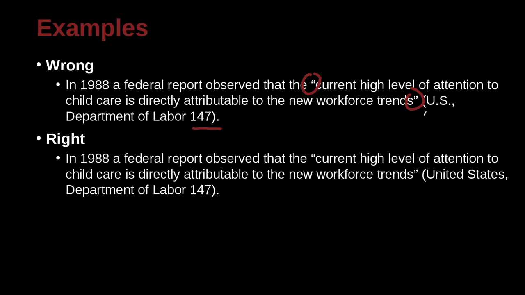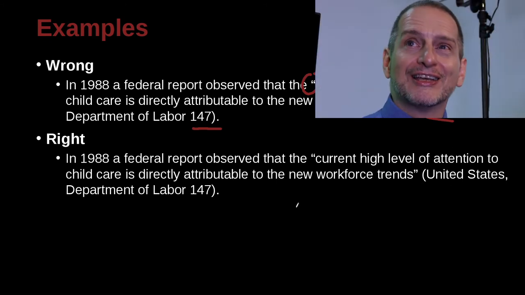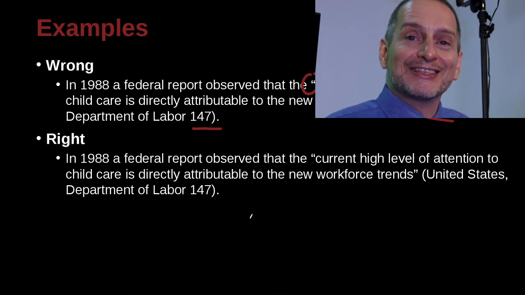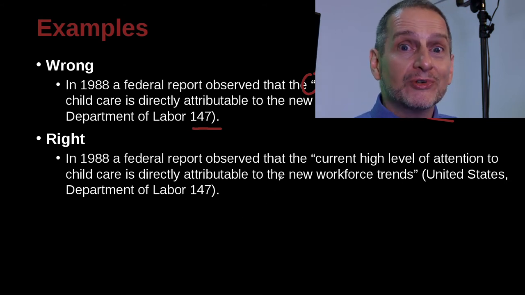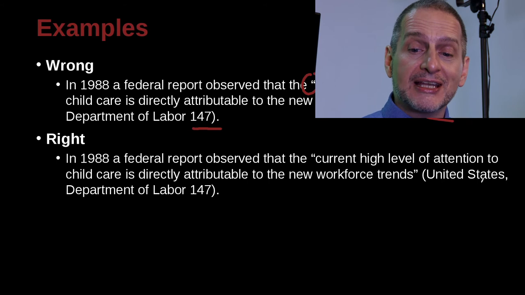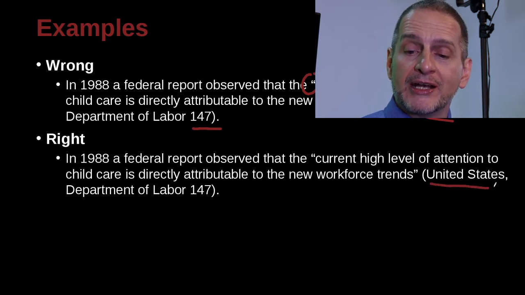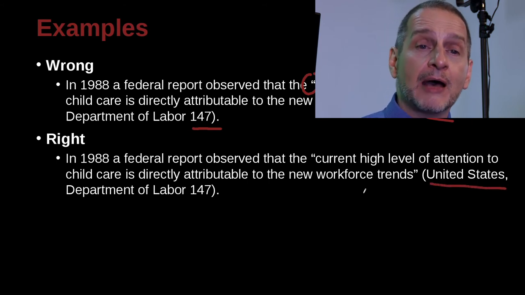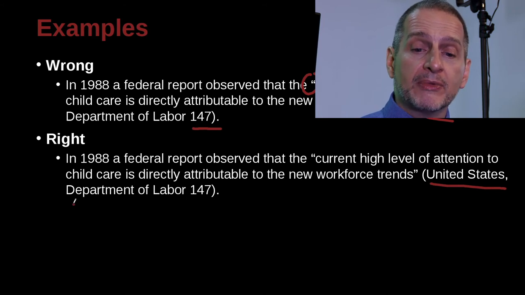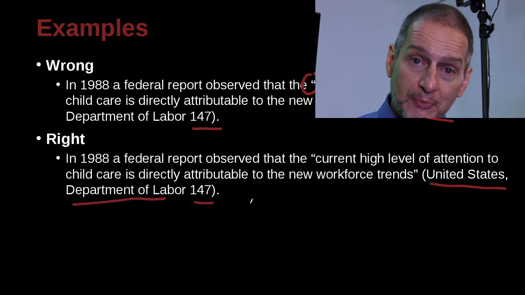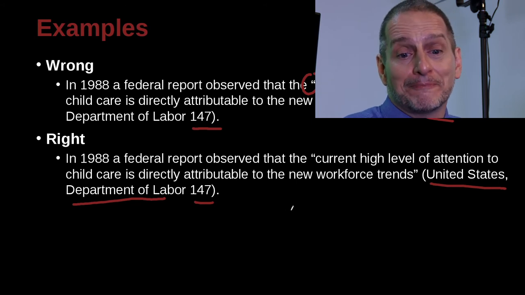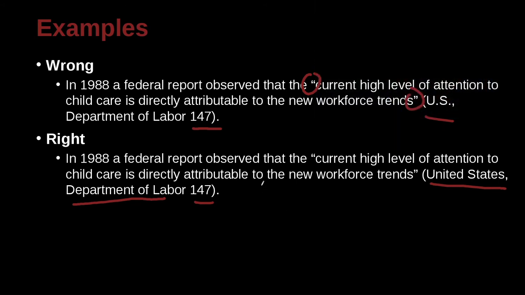this here, U.S., U dot S dot, okay, United States, comma. Well, it's hard to explain, but hey, that's just the rule. MLA's rule is when you abbreviate United States, you don't abbreviate it. Rather, you write it out, in this case, United States, comma. And then you write out the Department of the Government in full, and then you write the page number on the report that you found the quote from. You just have to know the rule, and that's the rule.